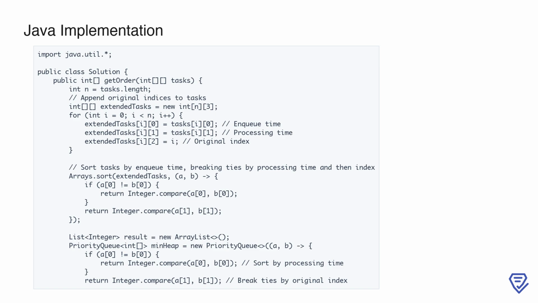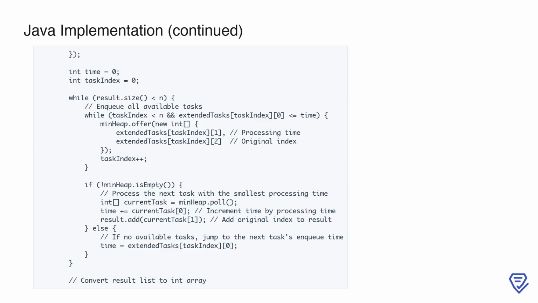The comparator for the heap prioritizes tasks with the smallest processing time, and in case of a tie, the task with the smallest original index is chosen. To execute the tasks, we initialize two variables: time, which keeps track of the current time, and task index, which points to the next task in our sorted extended tasks array. While the result list hasn't yet captured all tasks, we keep looping.